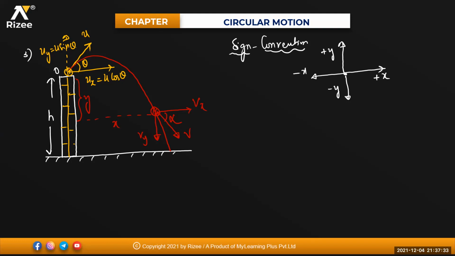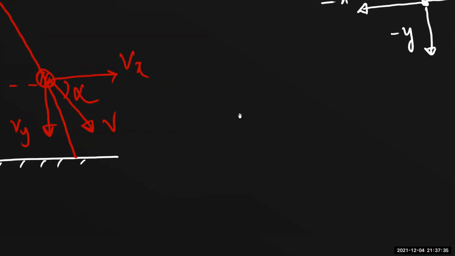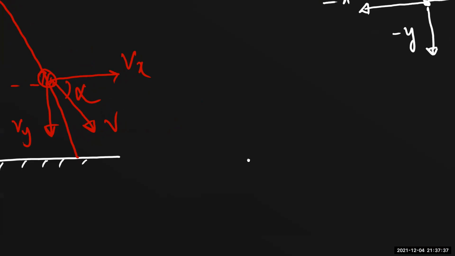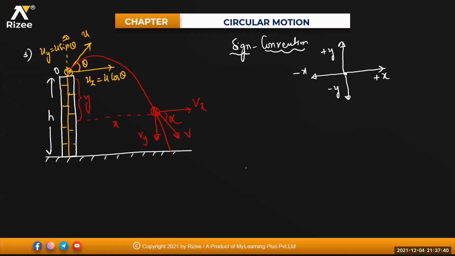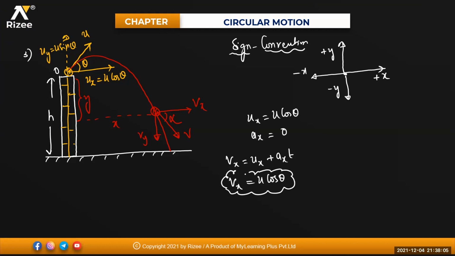Ux will be equal to how much? Ux is equal to u cos theta. In the vertical direction, ax will be equal to 0. So for horizontal motion, Vx is equal to ux plus ax into t. Vx is equal to u cos theta plus 0. That means velocity along your x-axis is equal to u cos theta.